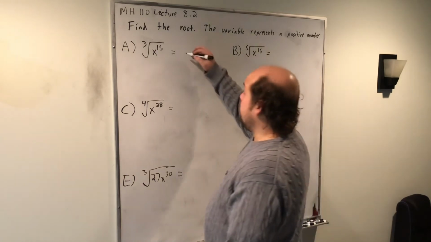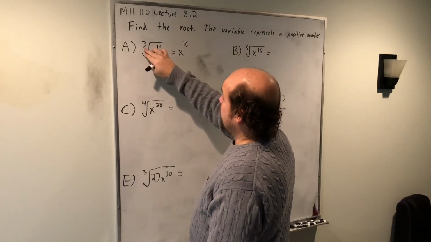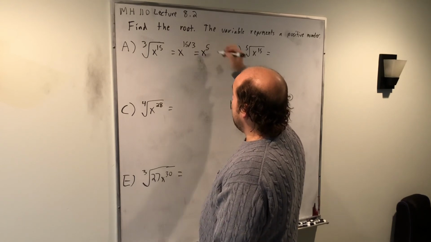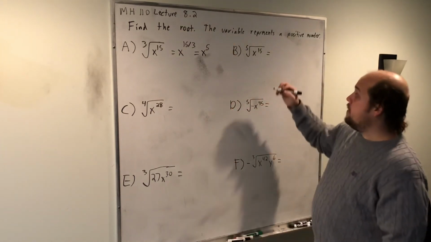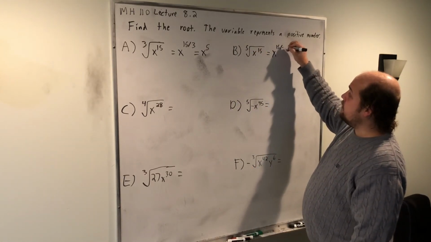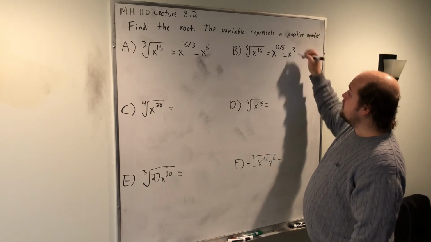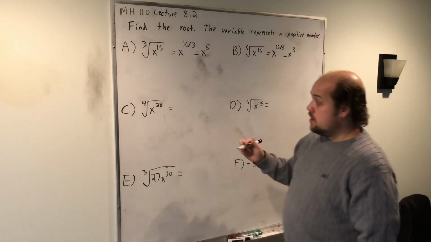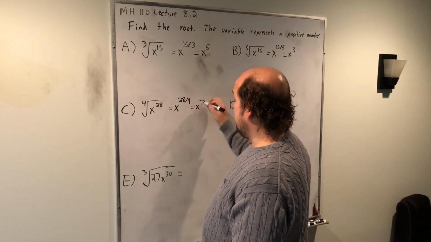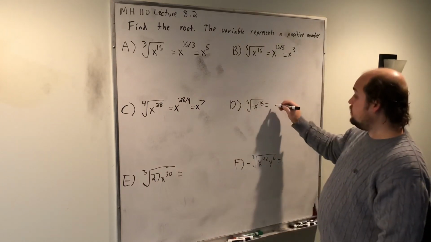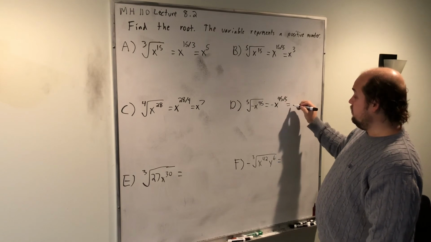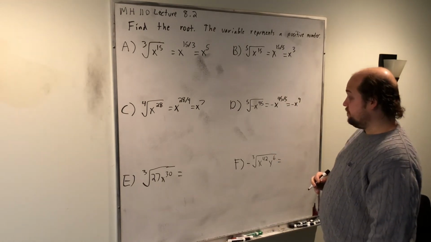So in this first problem, we have x to the 15th. We have a root number of 3, so it becomes x to the 15th over 3, or x to the 5th. For b, we start with x to the 15th now under the 5th root, so it becomes x to the 15th over 5, which reduces to x to the 3rd. This is going to become x to the 28th over 4, which then becomes x to the 7th. This becomes negative x to the 45th over 5, which is negative x to the 9th.